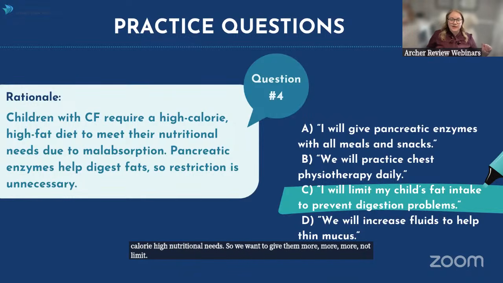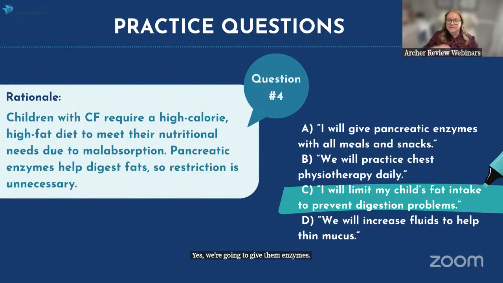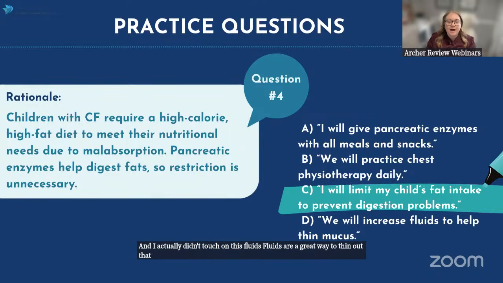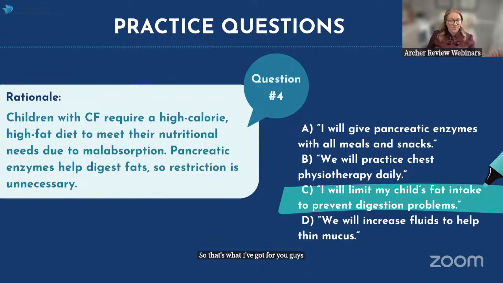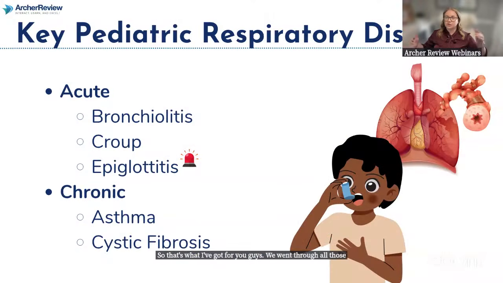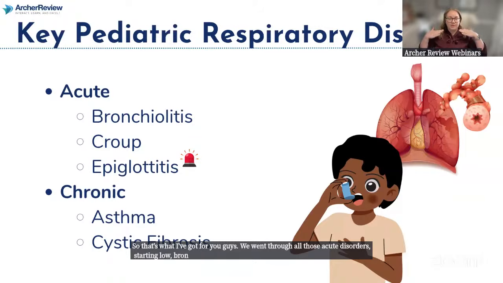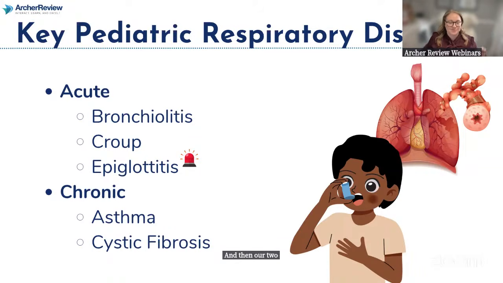Yes, we're going to give them enzymes. Yes, we're going to do that chest PT, airway clearance. And I actually didn't touch on this, fluids. Fluids are a great way to thin out that mucus, help make it easier to clear with that suction. So that's what I've got for you guys. We went through all those acute disorders, starting low, bronchiolitis, croup, epiglottitis, and then our two most common chronic disorders.